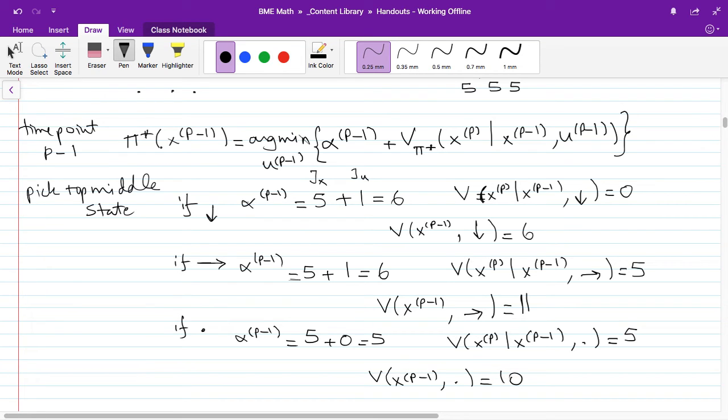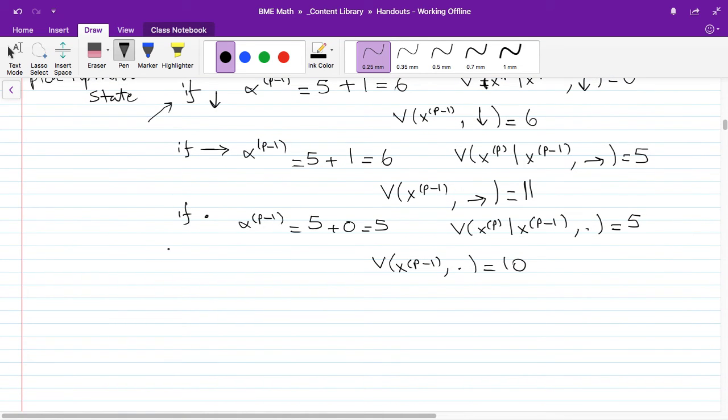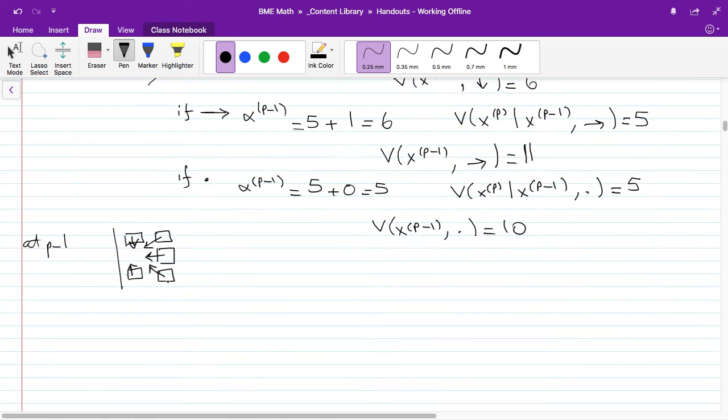So, our best policy is the action that minimizes the sum of cost per step plus the value of the state that you end up at. Among the various actions that I can take, this is going to be the best action. So what that says is that at time point p minus 1, for this state, the best action is this. You can do the same thing for these guys, and obviously it will turn out the same for these guys. This is going to be the best action for these guys. But what is it for these guys?